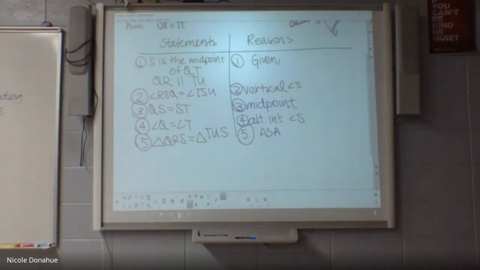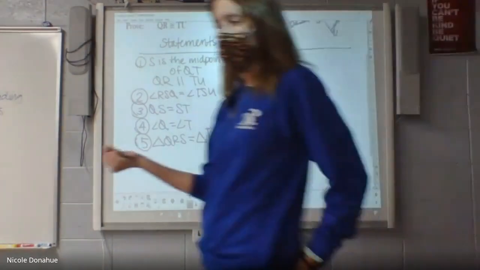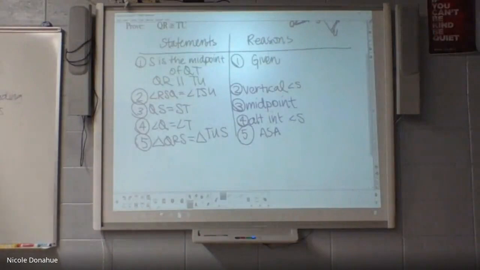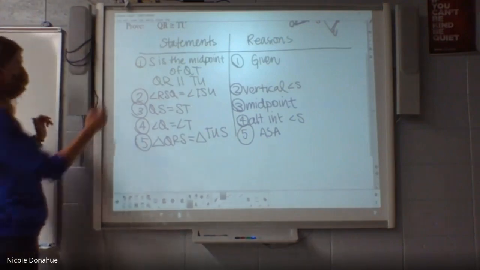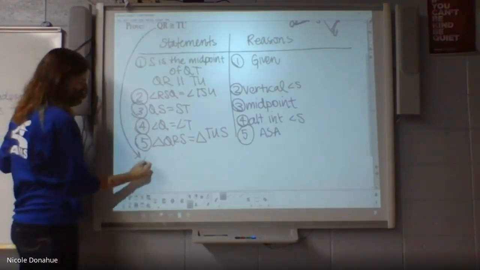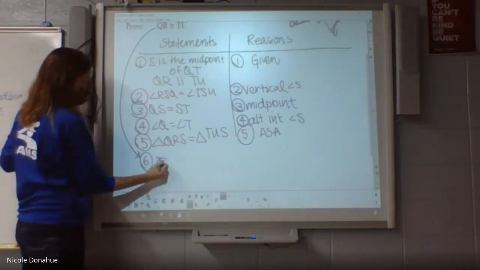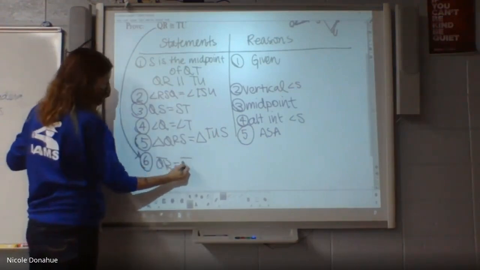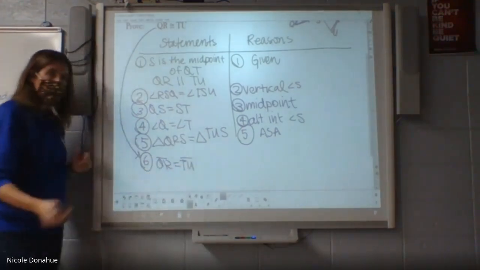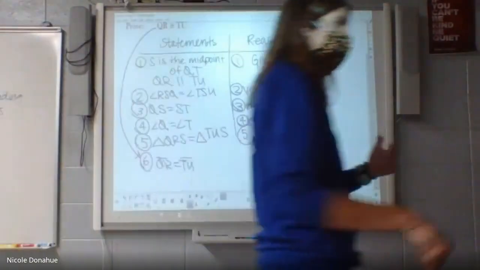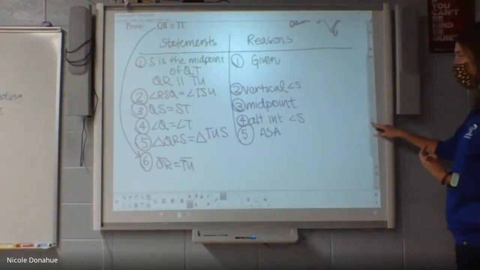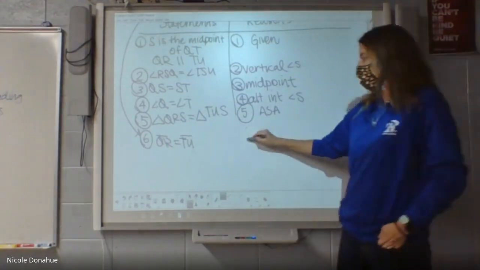Now, this is our new step. This is the one extra step we have to add in. Now that I know those triangles are equal, it's saying these triangles are identical twins. That means all their parts have to be equal as well. So the last step is QR equals TU. And the reason for that is because if the triangles are equal, so do all their parts have to be equal. And so this is that CPCTC.